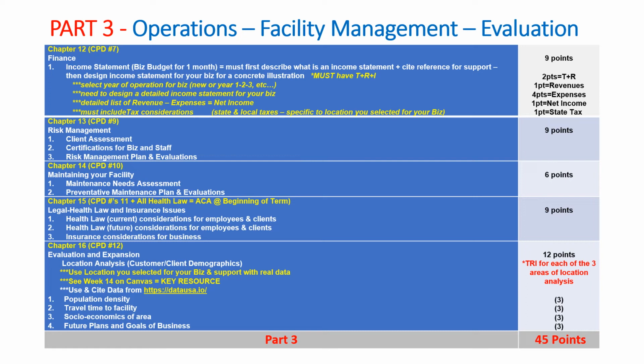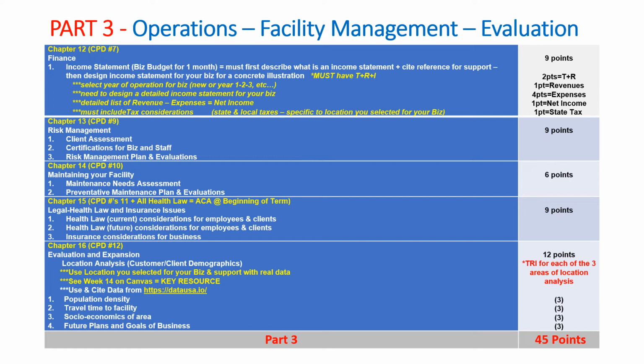Next then is risk management. That's chapter 13, CPD number 9. We need TRI for client assessment, then TRI for your certifications with your business and your staff, and then last, your risk management plan and forms of evaluations. TRI for each of those. Next is maintaining your facility. We need TRI for your maintenance needs assessment, and then you need TRI for your preventative maintenance plan and those evaluations.